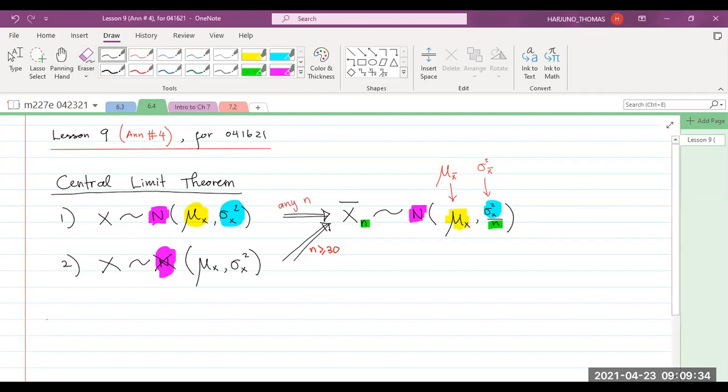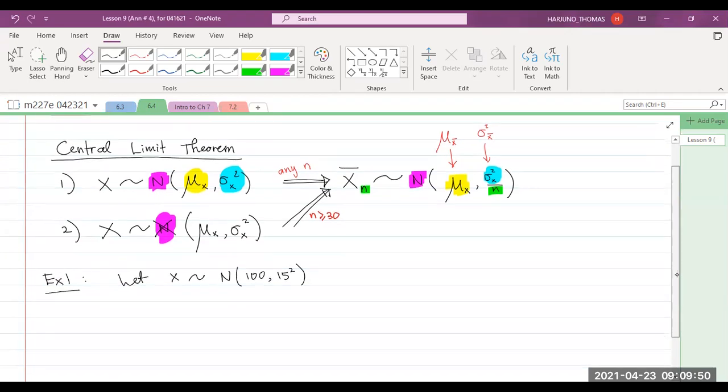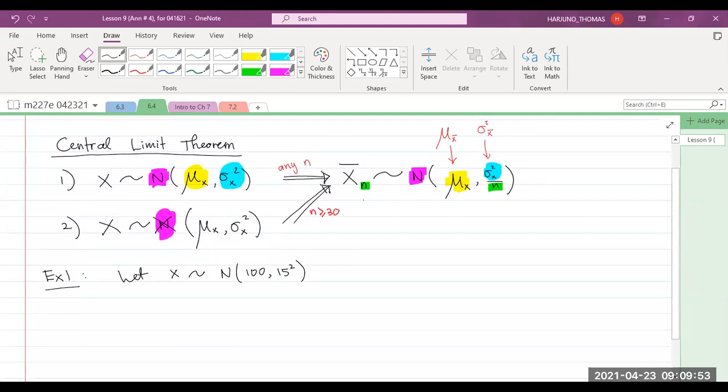Maybe my example first. Let's say, for example, let X be normally distributed with mean 100 and variance 15 squared. Or the standard deviation is 15, therefore the variance is 15 squared. Now then, what can we say, how will X bar of sample size 15 be distributed?